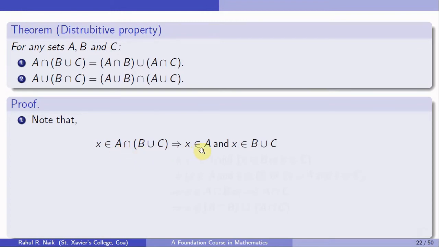Okay, now remember this: if I consider this as one statement and this as another statement, then it's a conjunction of these two statements. So whenever I say that this statement is true, that means both statements have to be true. x belongs to A is true, and x belongs to B or x belongs to C is also true. But the second statement itself is again a compound statement with the connective or. So this statement being true would be the same as saying at least one of them is true.